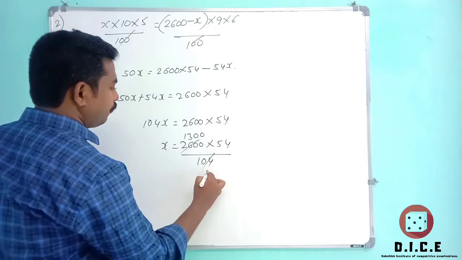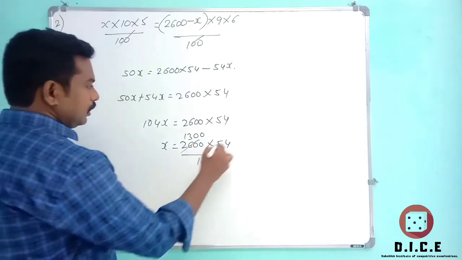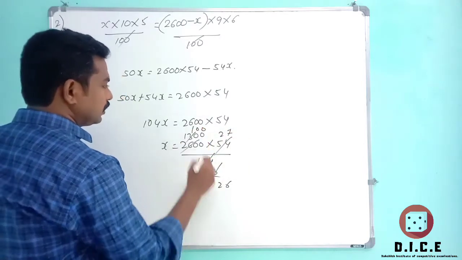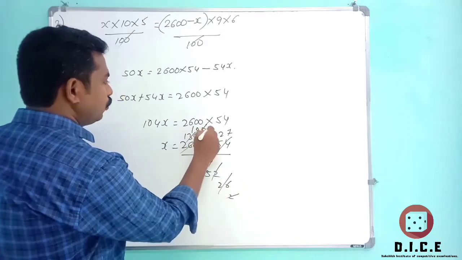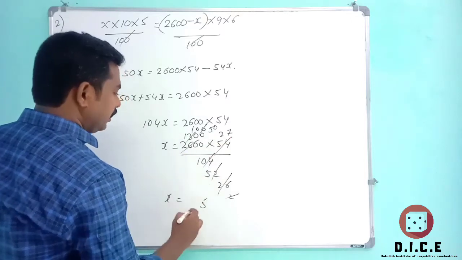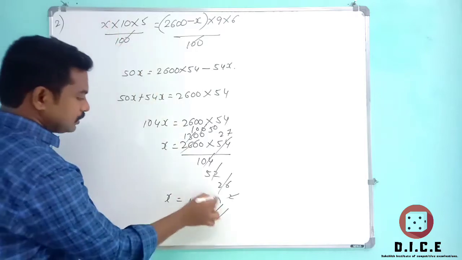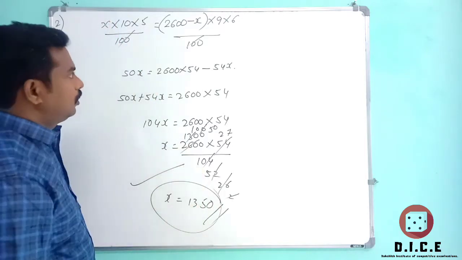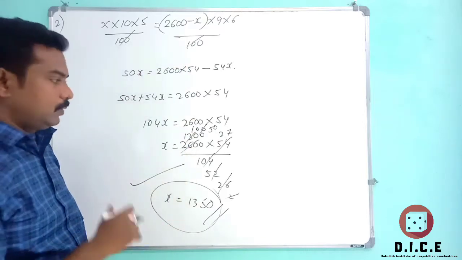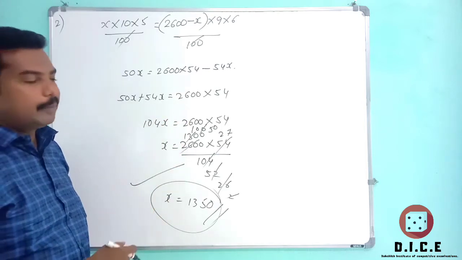2600 by 104, 1300 by 52, that is 25 by 2, and 54 by 2 is 27. Therefore, x is equal to 25 into 54 by 2, that is 25 into 27, which is 675. So 5 sevens are 35, 3 carry, and the amount he lent at 10% from 2600 is 675. This is the detailed process of solving the question. It takes a little bit of time, and the calculations also take a little time.